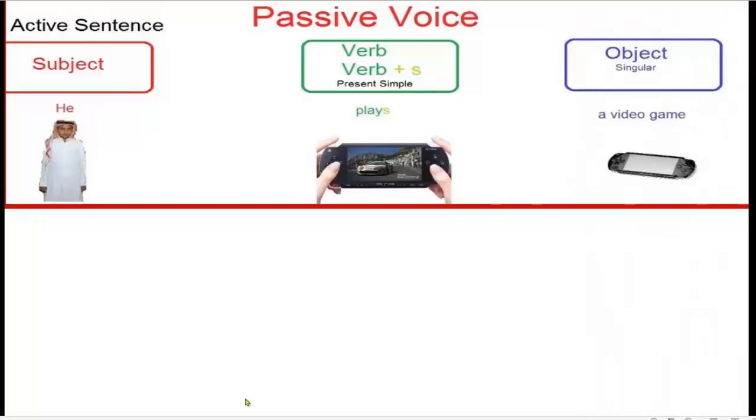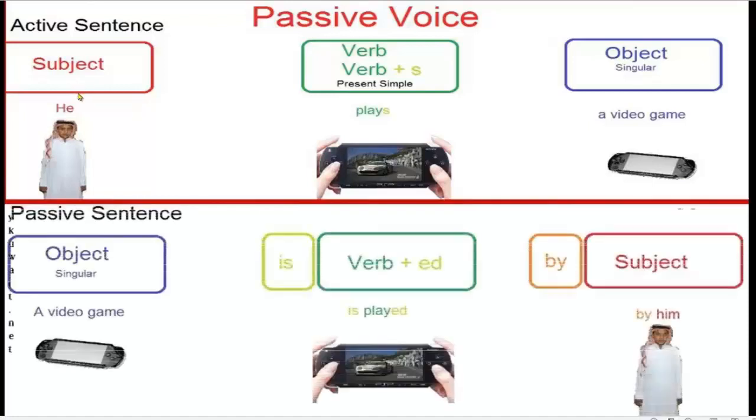Look at this diagram, please. The active sentence is formed of number one, subject. The second thing is the verb, and the third is the object. For example, he plays a video game. This is an active sentence. To change this sentence into passive, it will be a video game is played by him.